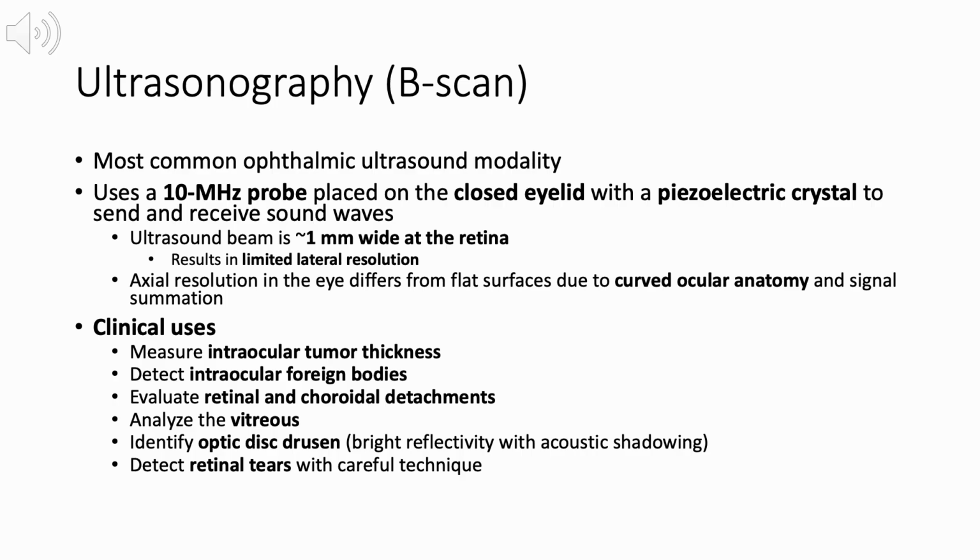Axial resolution in the eye also differs from that of flat surfaces due to the curved ocular anatomy and signal summation effects, factors that must be considered when interpreting images. Despite these limitations, B-scan ultrasonography has a wide range of clinical applications.